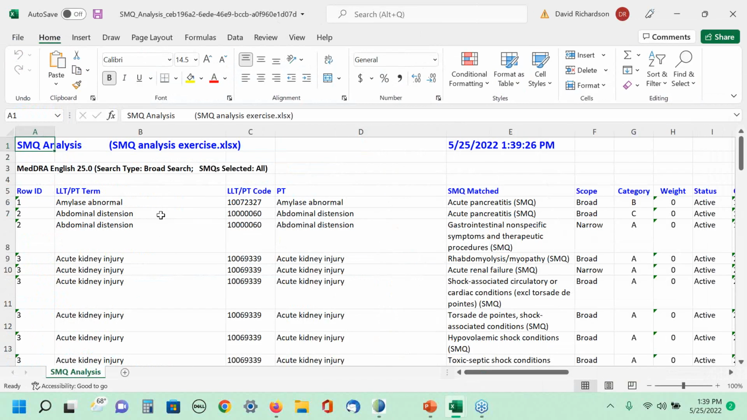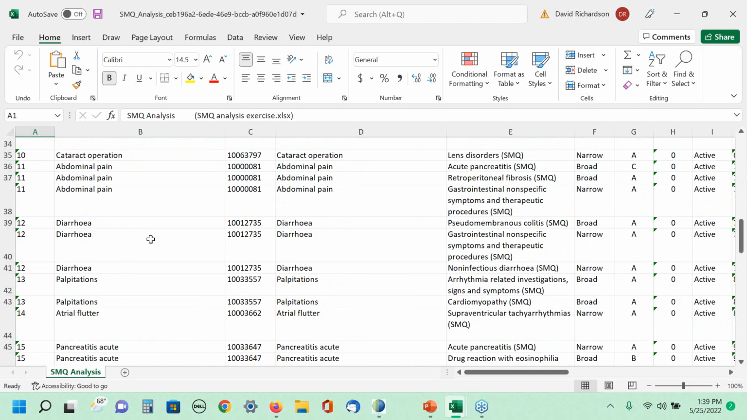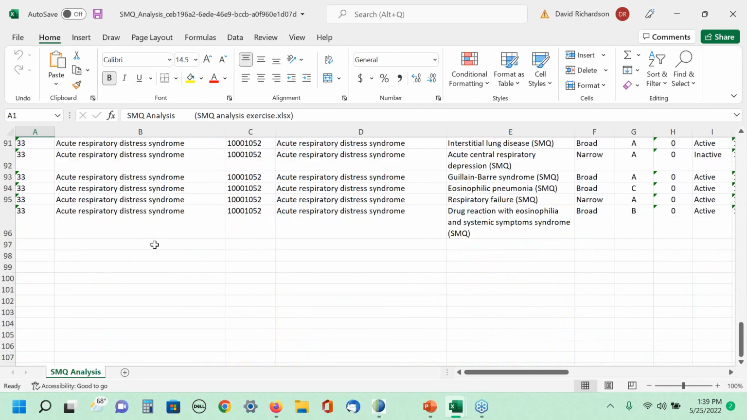The SMQ Analysis Tool has done its work. What is it telling me? It's done an SMQ analysis on this date at this time. It did it in English, version 25.0, and I asked for a broad search strategy. Well, let's see what it is doing for me here. Here it has a summary of data.